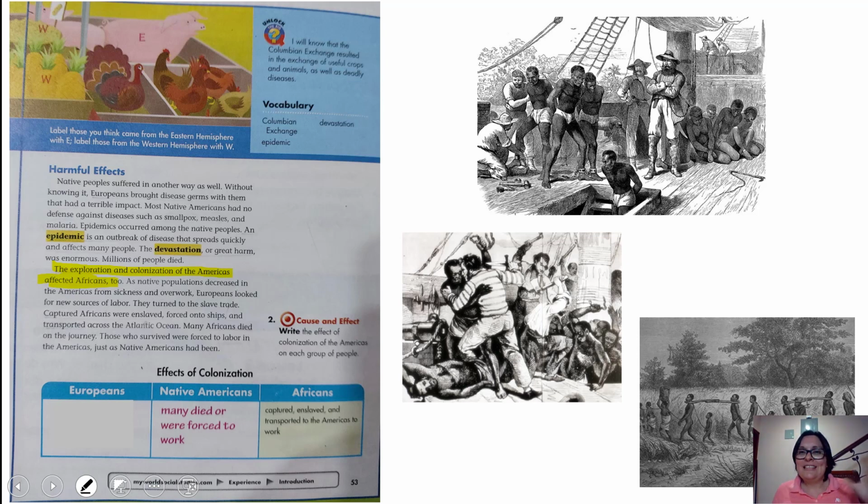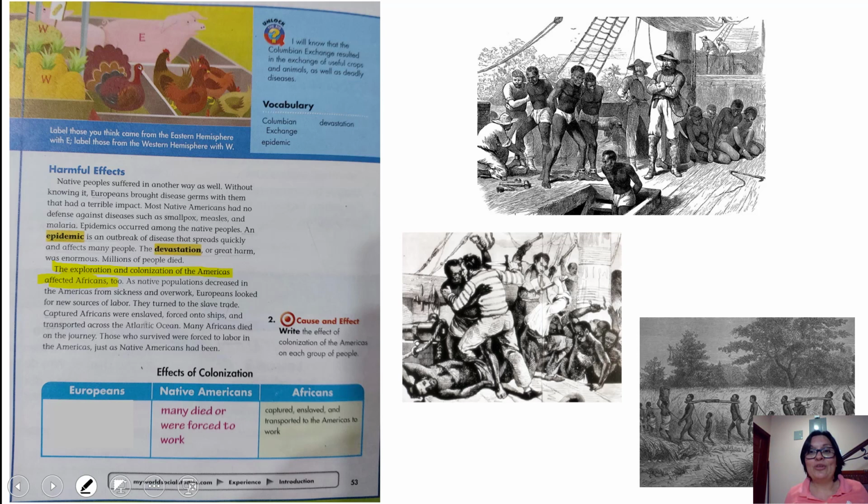When all these diseases started to come to America, and Native Americans were dying because of the illnesses, the diseases, the population of Native Americans started to decrease. And what happened? Europeans were saying, oh my goodness, and now what are we going to do? We need people to work in the farms. We need people to work in the mines. What can we do? And they started to think about the African people.